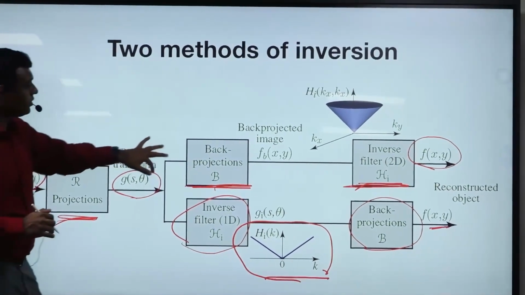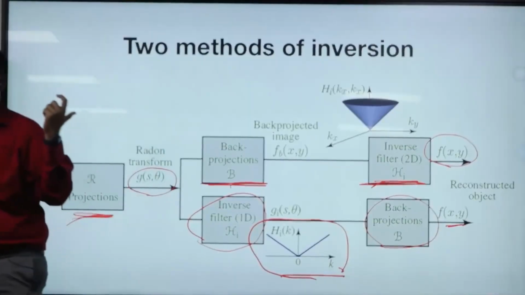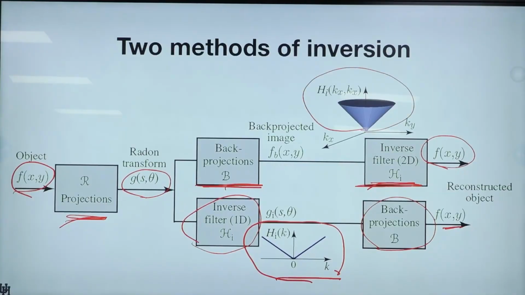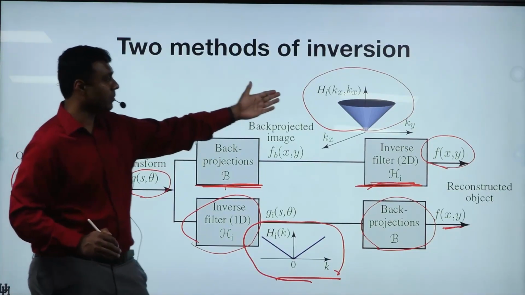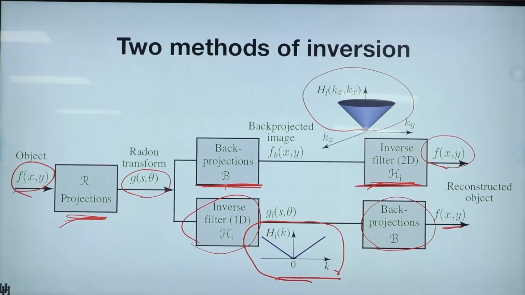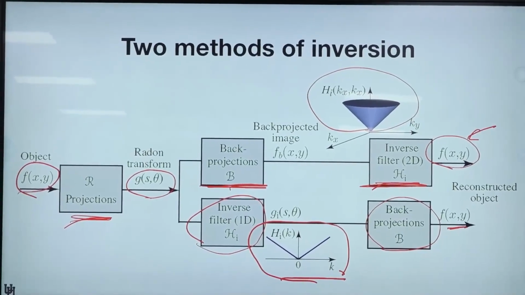In the other case, first you do the back projection, you get two-dimensional data, and then you do the two-dimensional filtering, H of kx, ky. So it will be filtering along this kind of a shape. It's a two-dimensional filter. You apply it, and then after you do the inverse, you get back your reconstructed object. These are two essential ways of doing the inverse. There are good things and bad things about each, and people use different approaches.